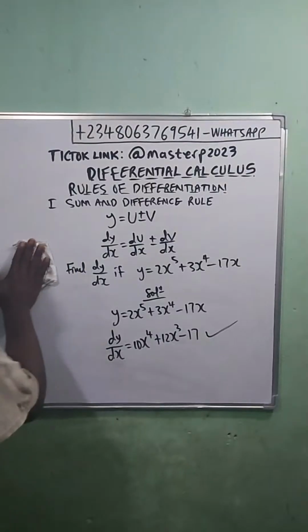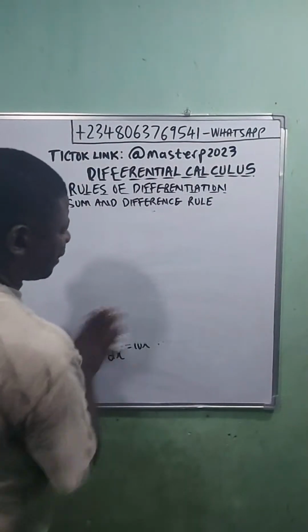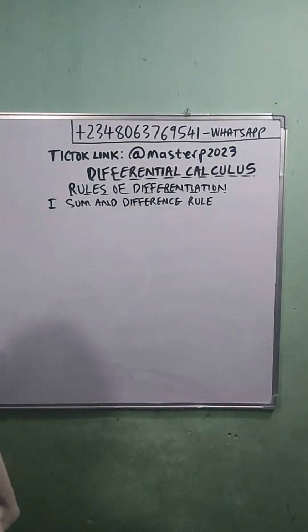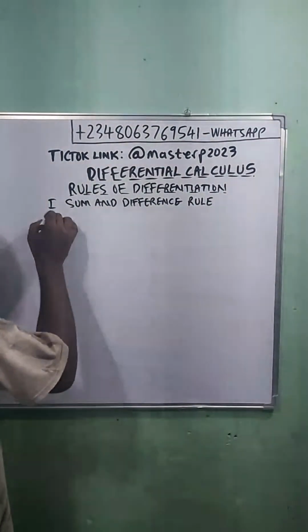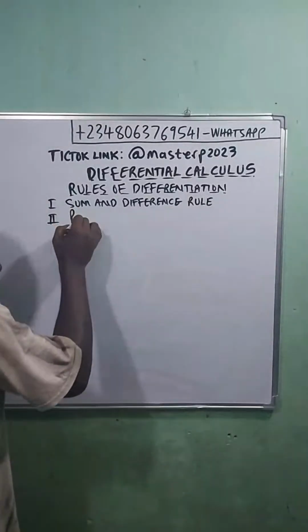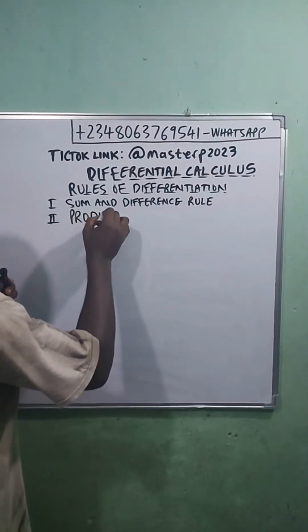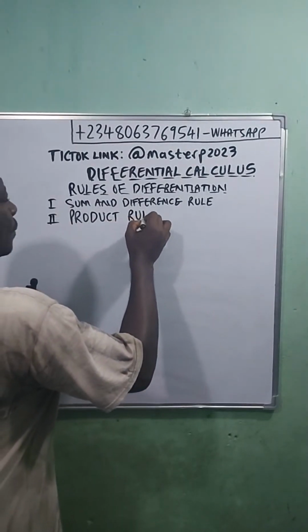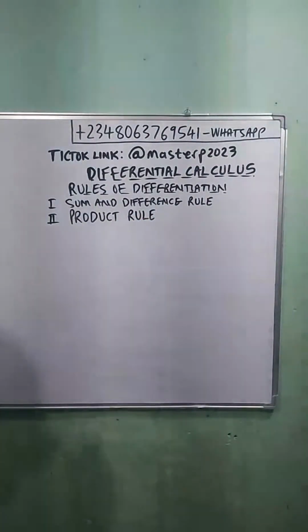Okay, so let's check the next one. That will be product rule. The second one, product rule.